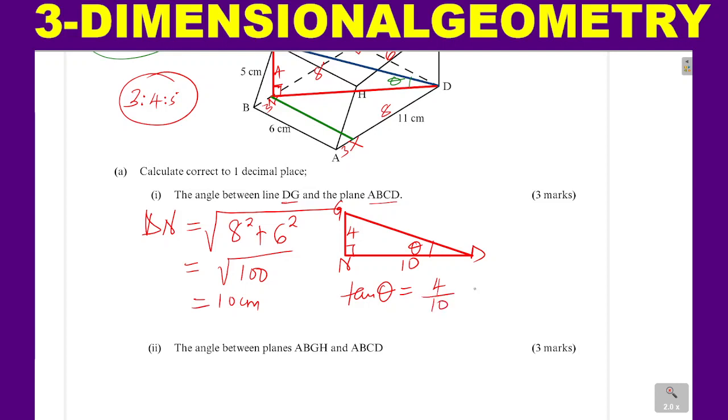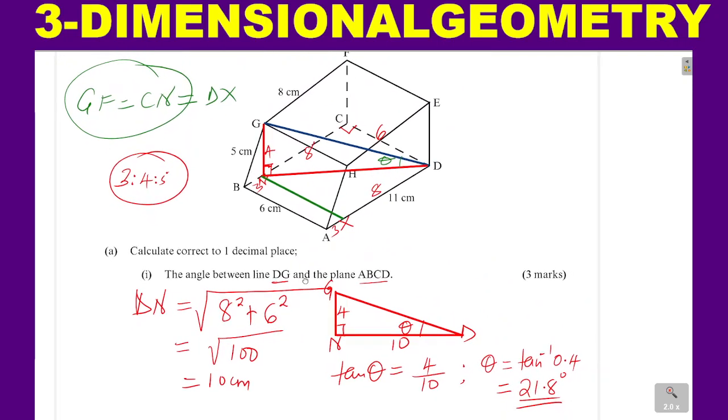So theta is the tan inverse of 4/10, which is the same as 0.4. This will give the angle, correct to one decimal place, as 21.8 degrees. So that is how you work out the first part. Let's go to the second part: the angle between planes ABGH and ABCD.